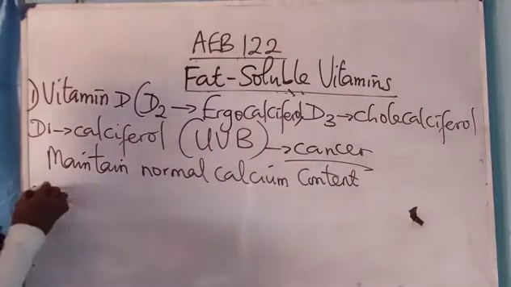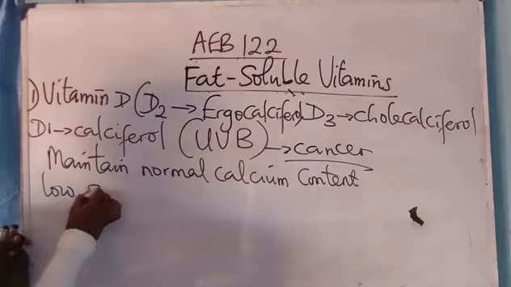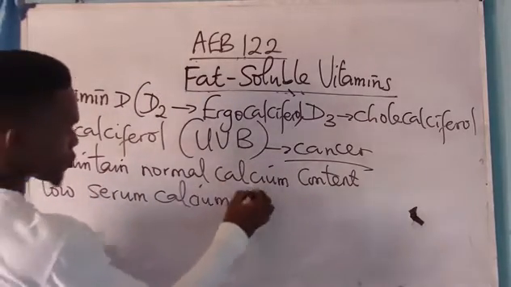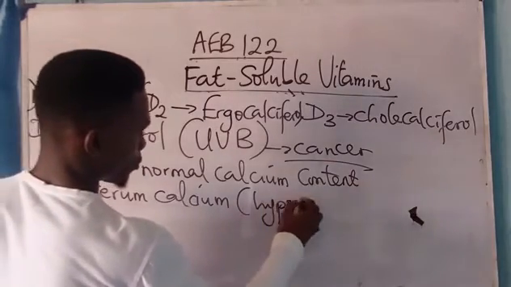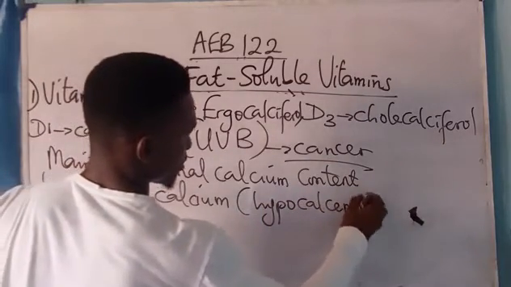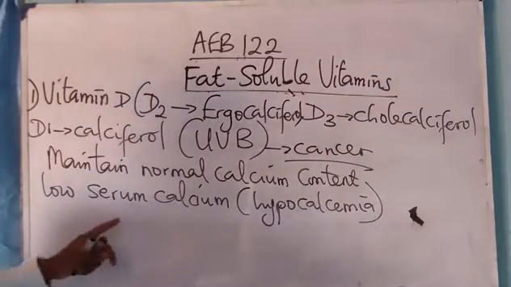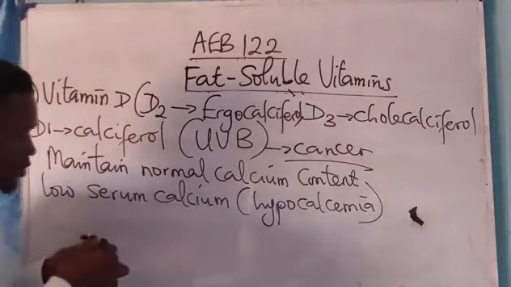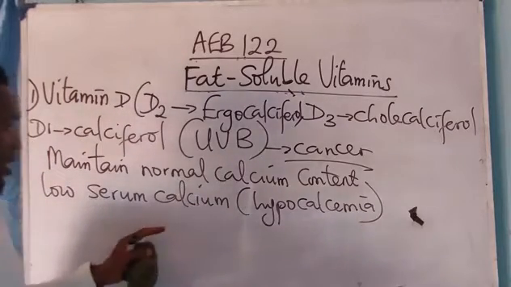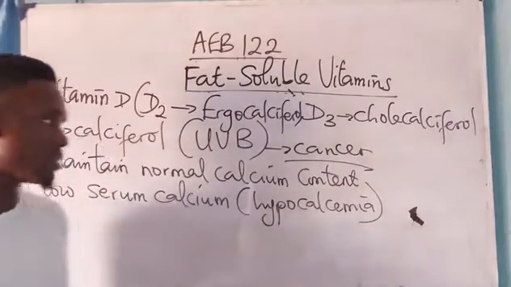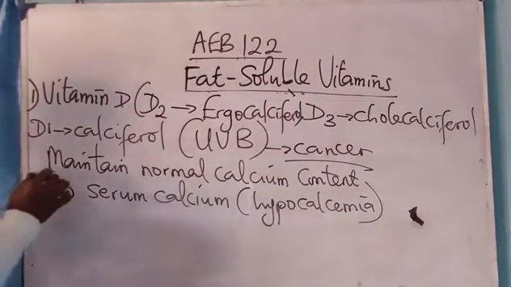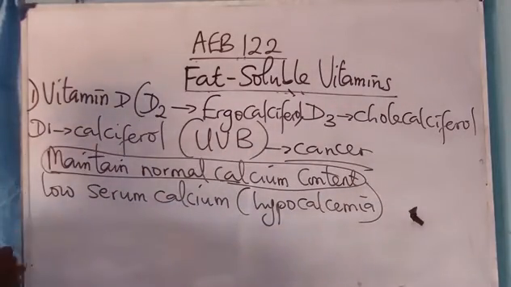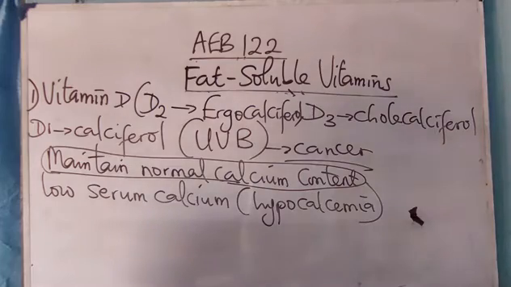So low serum calcium results in what is called hypocalcemia. Okay, it's a disease. Take note of that. The function of vitamin D is to maintain what? Normal calcium content, and it's also needed for what? Healthy bones. It is needed for healthy bones.